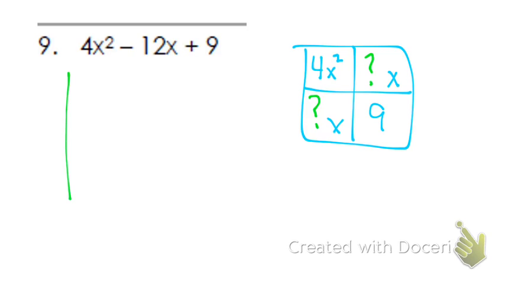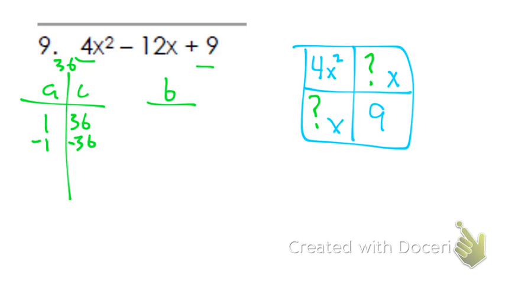So here I'm going to make my factor tree. My factor tree is a times c, so I'm looking for factors of 36. So a times c, and I'm looking for the factors that add to b. So I always start with ones. So 1 times, sorry, that's a positive number. So 1 times positive 36, negative 1 times negative 36. I also have 2 times 18, negative 2 times negative 18. I have 3 times 12. There's a lot of these. Negative 3 times negative 12.